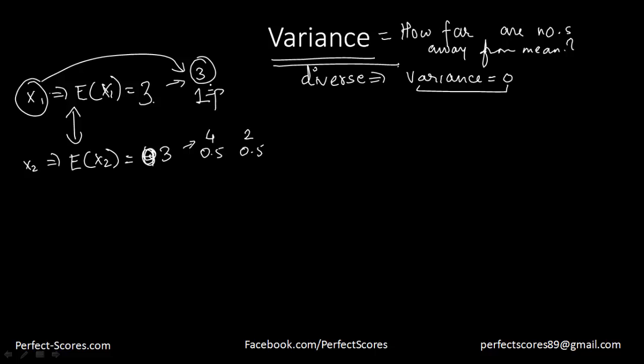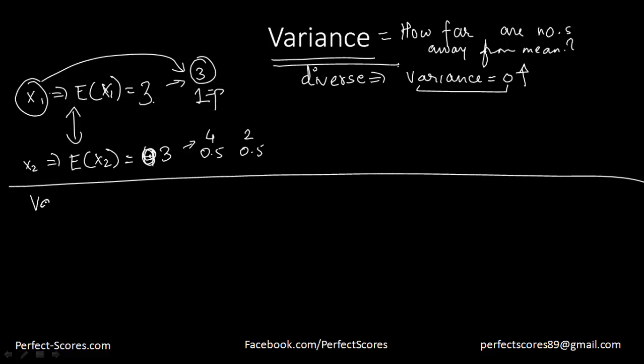However, as the dispersion increases in a set, the variance is going to increase, which means our set is going to be a little bit more diverse than the previous set. Now, how do we actually find the variance? Variance of a random variable x is denoted by this number here.